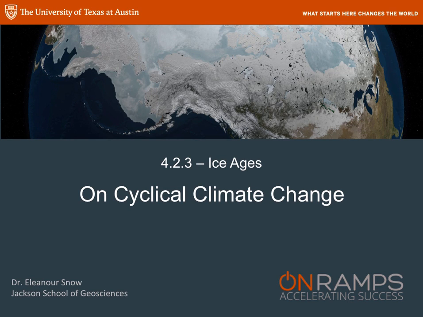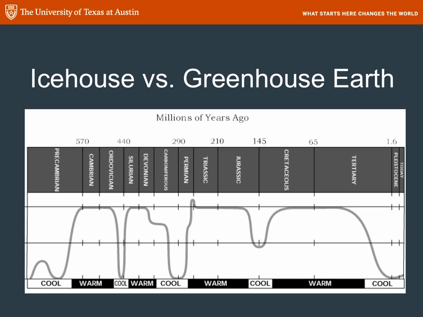Today we're going to talk about cyclical changes in Earth's climate that have caused glaciers to form on continents over geologic time. There have been many times in geologic history where large glaciers have covered much of the land, and we know that because glaciers leave distinctive scars on the land.